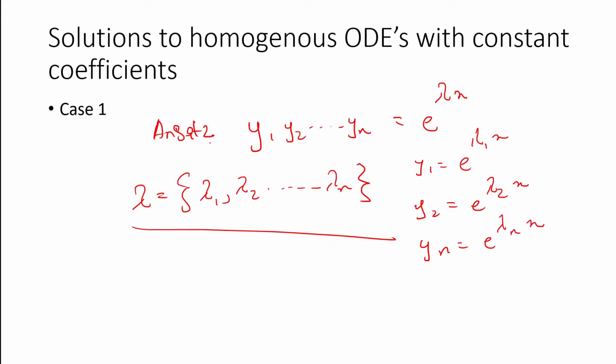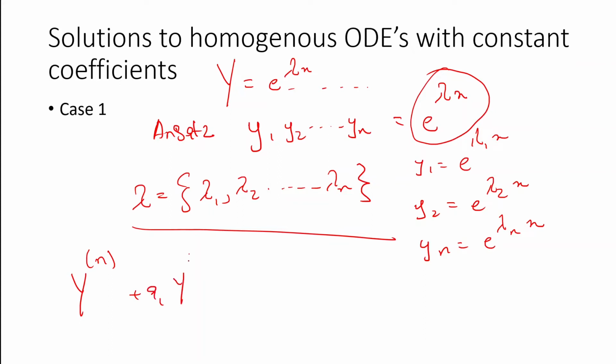So we make this assumption, the ansatz, that all the isolated solutions are in this form. If we make this assumption, let's call that final set y equal to e to the power lambda x. So we have a vector of these solutions, e to the lambda x and so on. We input that in our general equation, which says y^(n) + a1 y^(n-1) up till an y is equal to 0.